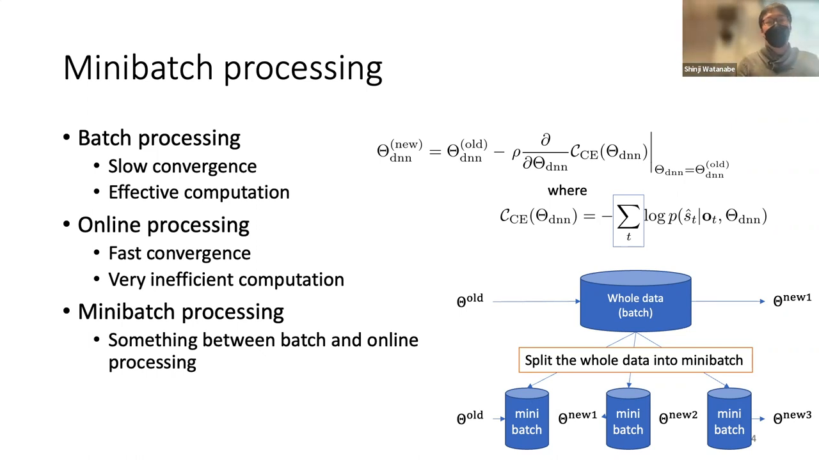And then during this mini batch process, we use the parallelization to make the computation faster. And since the split process is compared with the entire batch process, we could also have a sufficiently fast convergence. So this process is called mini-batch processing.